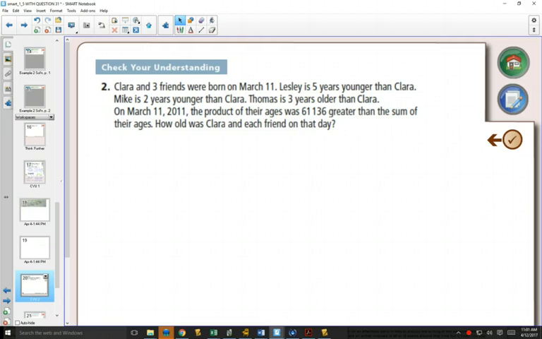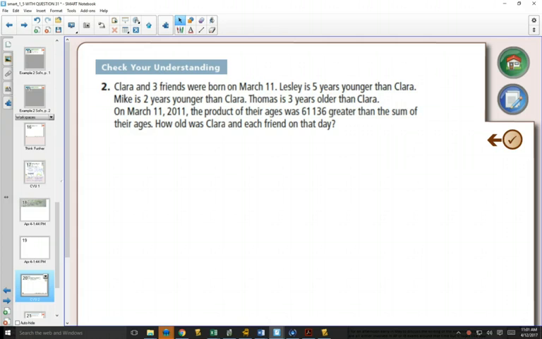Today we're going to do a question that is of no use whatsoever. Well, the situation is not practical at all. Like, read this question. Clara and 3 friends were born on March 11th. Leslie is 5 years younger than Clara. Mike is 2 years younger than Clara. Thomas is 3 years older. And on March 11th, 2011, the product of their ages was 61,136, greater than the sum of their ages.